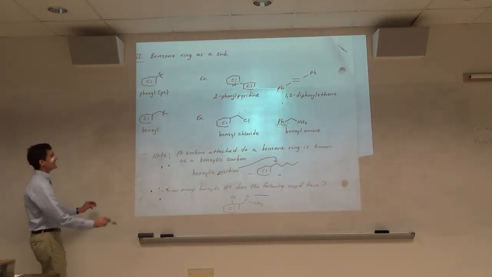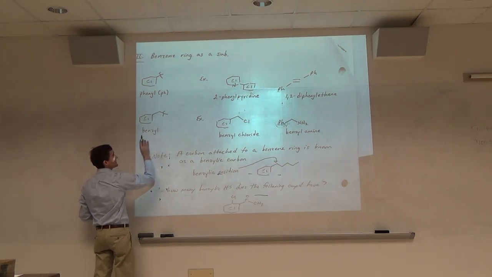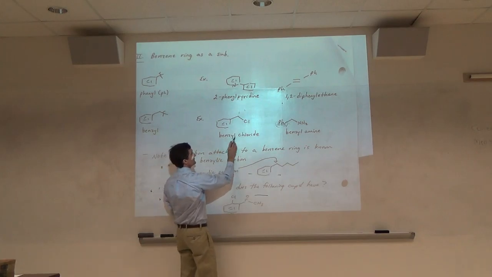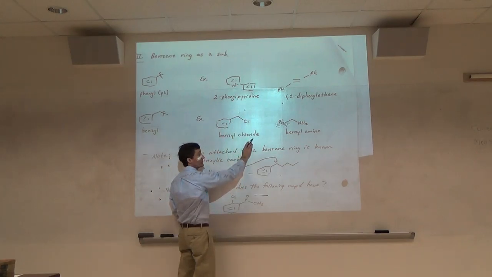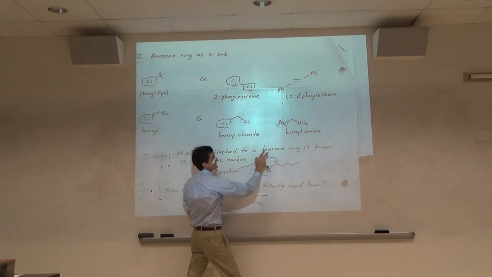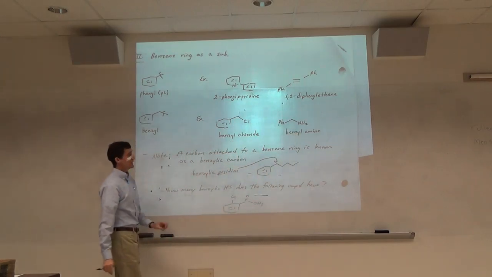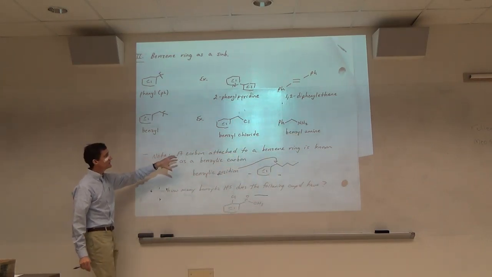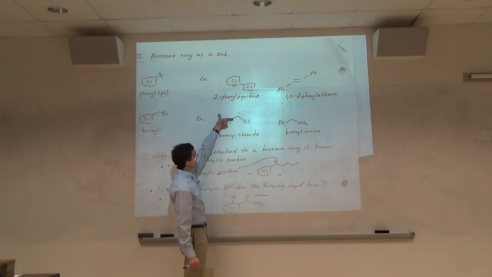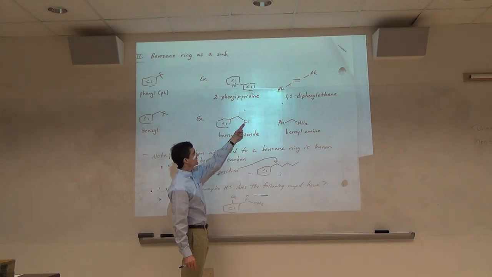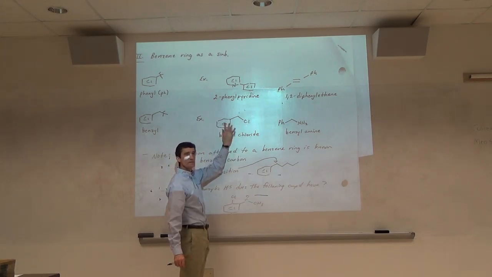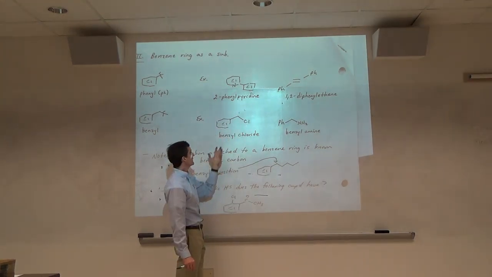If you have a benzene ring and a CH2, that's a benzyl. For example, this is benzyl chloride. Benzyl chloride. This is benzylamine. Now this is sort of a common name here. A more IUPAC name would be, there's one carbon, so it's methane. So you might call it chlorophenylmethane. Nobody calls it that. It's called benzyl chloride.